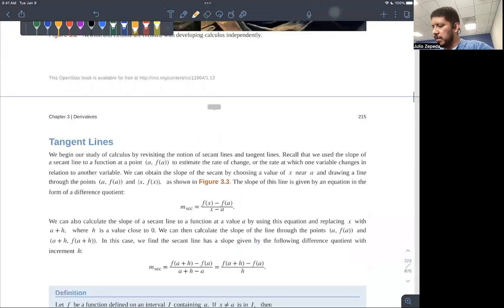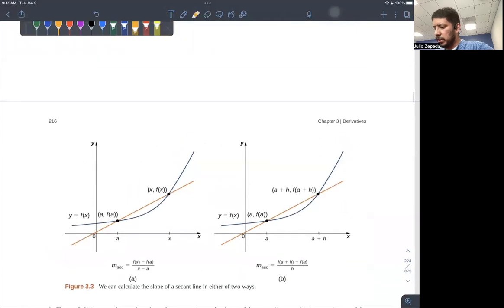Let's see, can we go to that? Yeah, too bad it's on a different page here. But here is a secant line. Basically, you want to try to find the rate of change at this point, (a, f(a)). Well, what you do is you choose a point nearby a, let's just say (x, f(x)), and just draw the line through those 2 points. The slope of that line is the average rate of change over the interval from a to x.